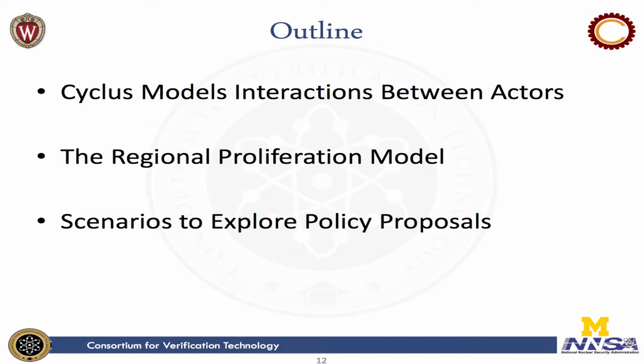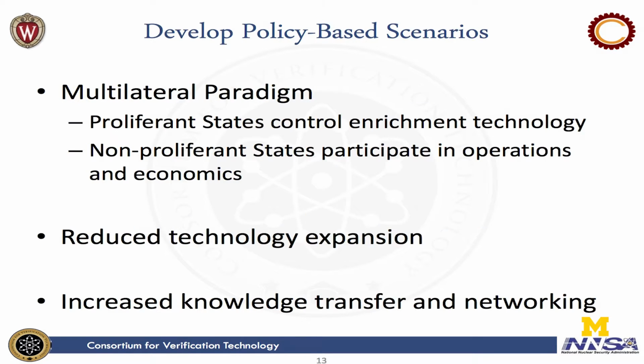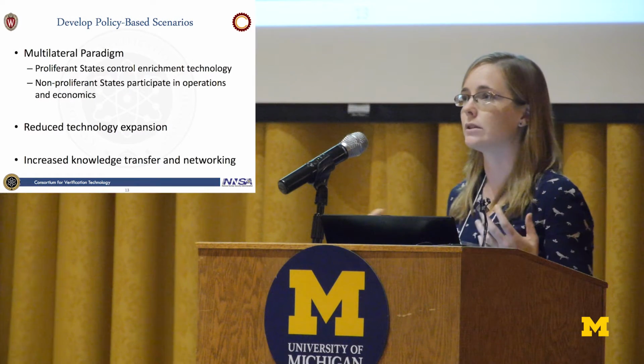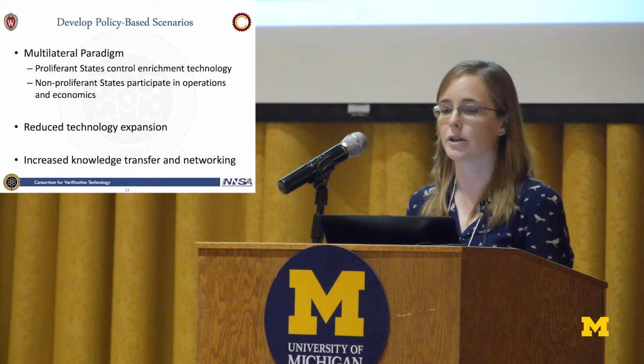So that summarizes what we've done so far with our model, and what we're starting to work toward now is actually looking at a policy proposal. Today I'm just going to outline the first policy proposal that we would like to apply our model to, and that is multilateralism. Under the status quo, every state that has signed on to the Nonproliferation Treaty has the right to produce their own enrichment facilities and to develop that technology. Because this is a dual-use technology, this is not really what we want from a policy perspective in terms of trying to reduce nuclear proliferation.